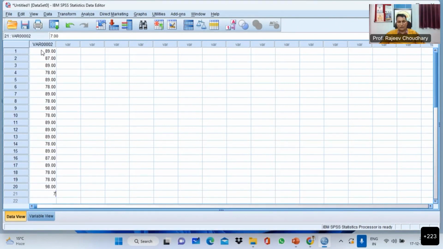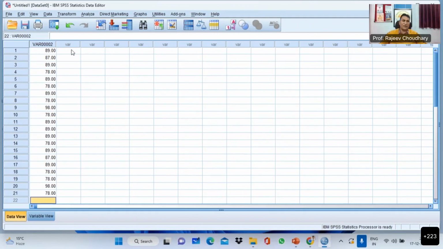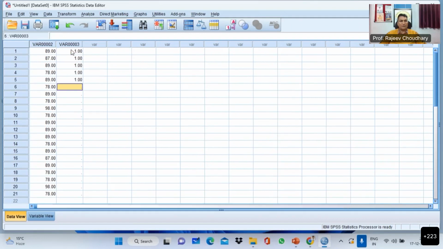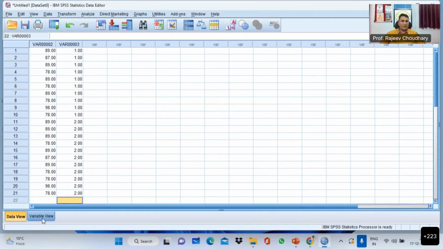First 10 scores are of males and next 10 scores are of females. Now we will give the code or a label. 1 stands for male and 2 stands for female, and go to the variable view.